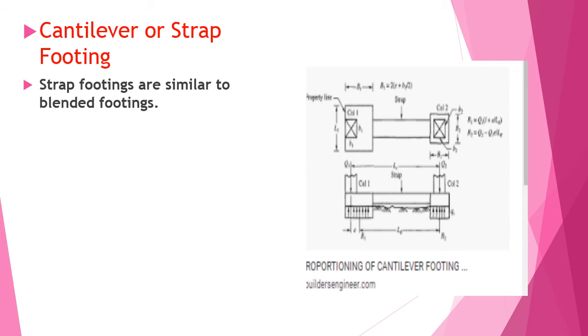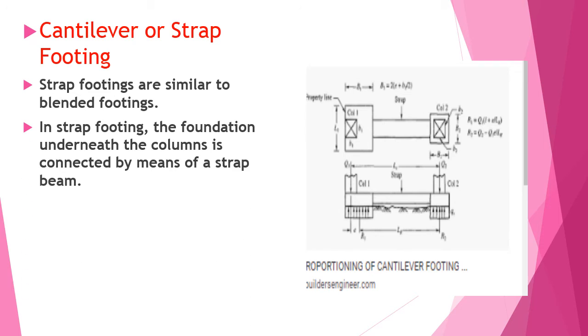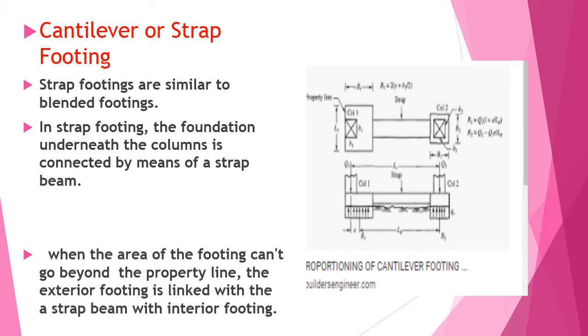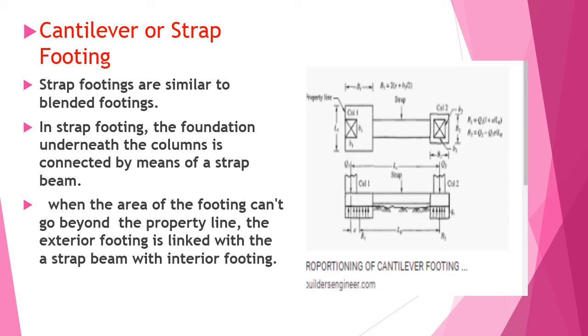Strap footings are similar to combined footings. In strap footing, the foundations underneath the columns are connected by means of a strap beam. When the area of the footing can't go beyond the property line, the exterior footing is connected by way of a strap beam to the inner side of the footing.